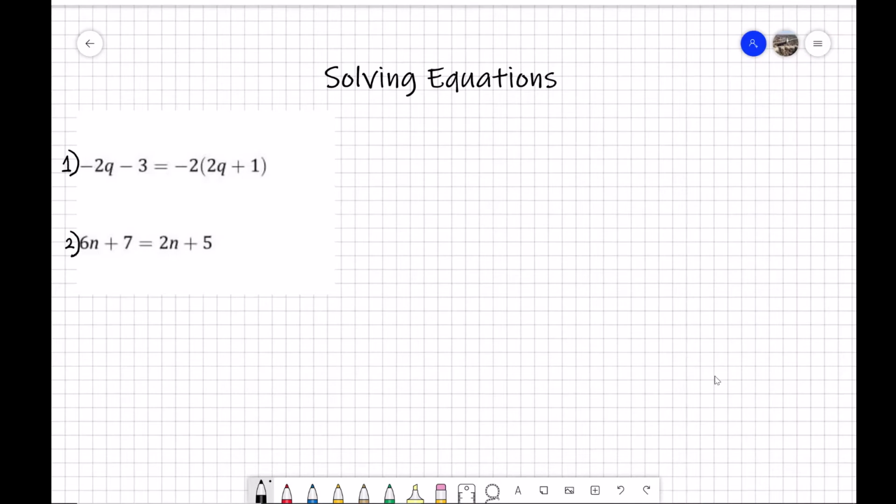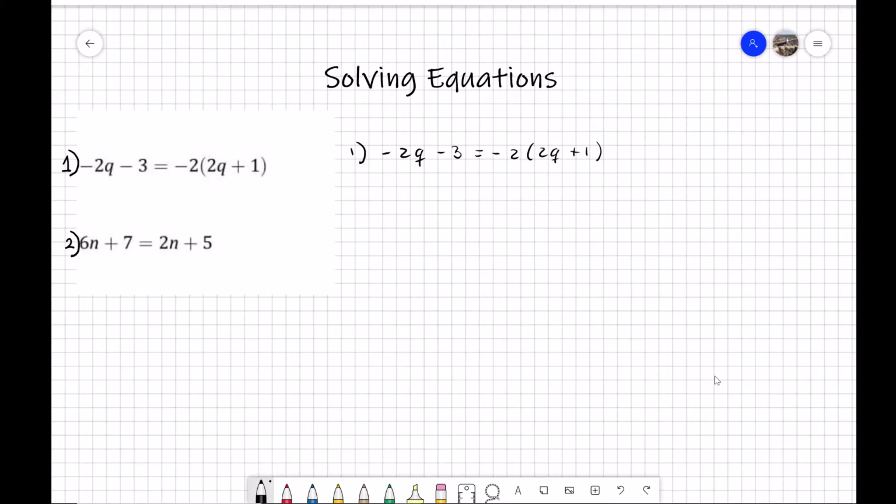Today we're going to continue solving equations, and we're going to take a look at these examples that are a little bit more complicated than the ones that we did before. Alright, so let's start with number 1. We have negative 2q minus 3 equal to minus 2 times 2q plus 1.